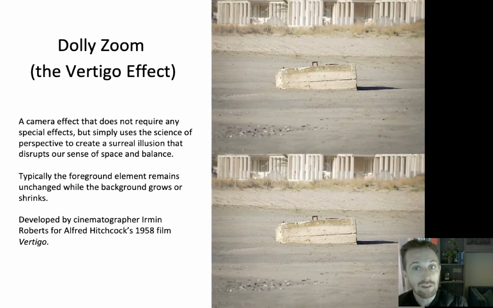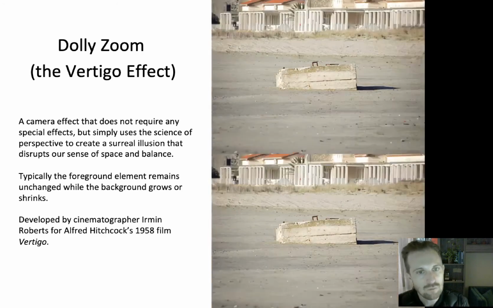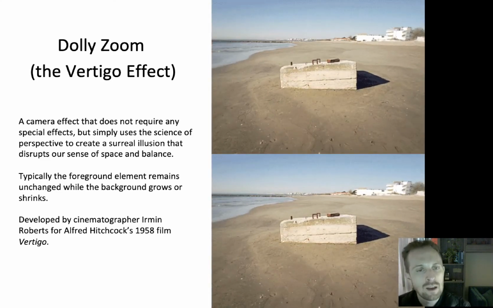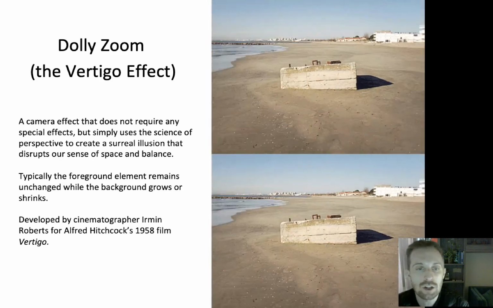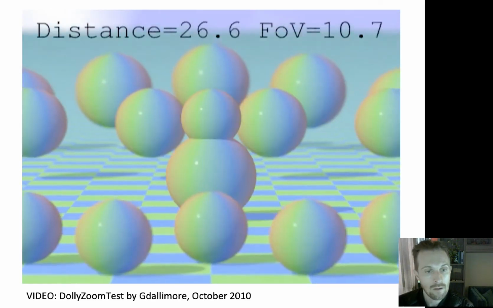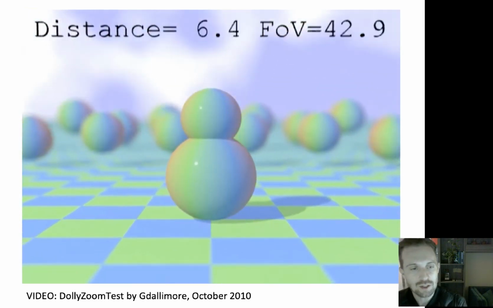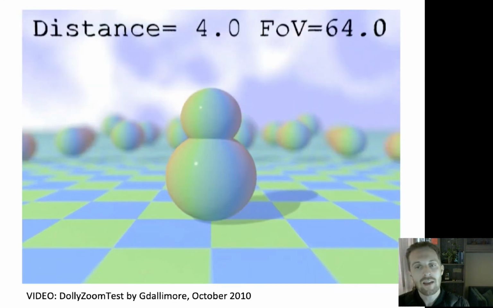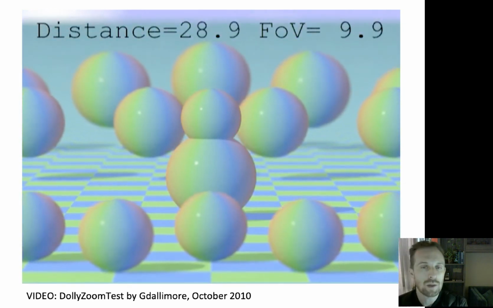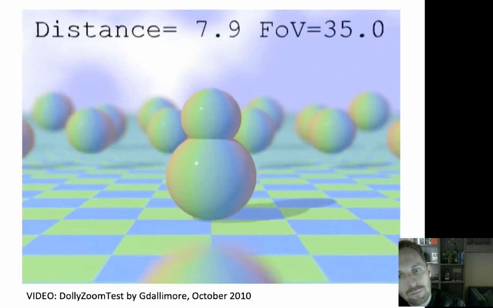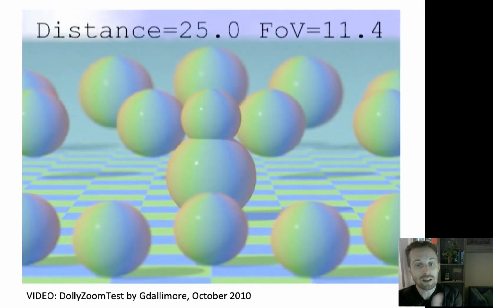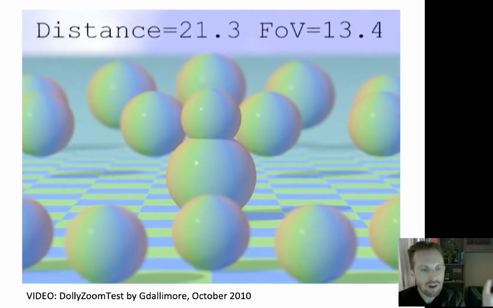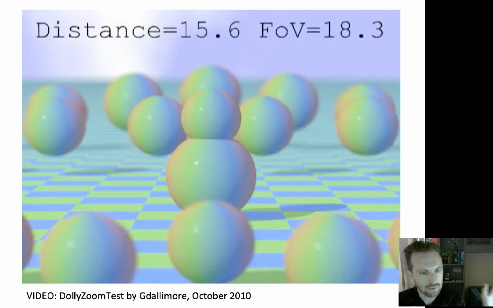Typically what happens is the foreground element, in this case this concrete block, remains relatively unchanged, while the background seems to shrink or grow. This effect was developed by the cinematographer Irmin Roberts for Alfred Hitchcock's 1958 film Vertigo. What the Vertigo effect is actually doing is changing the relationship between the field of view of the lens, as in how wide the lens is, and the distance between the camera and the object that is being focused on. So for example, as the camera moves closer to the object, the field of view gets wider, and therefore the zoom or the magnification gets smaller, so the object stays the same size, but the background appears to expand and occupy more of the visible scene.